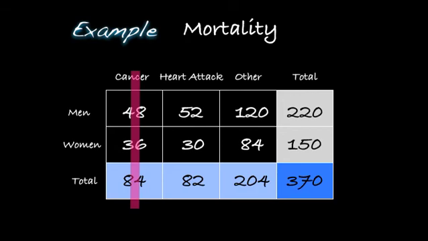If we take the cancer column and the men row, we'll discover that 48 men died of cancer. However, there was 220 men represented in this table, so we're going to use those two values, 48 divided by 220, to determine the conditional probability.